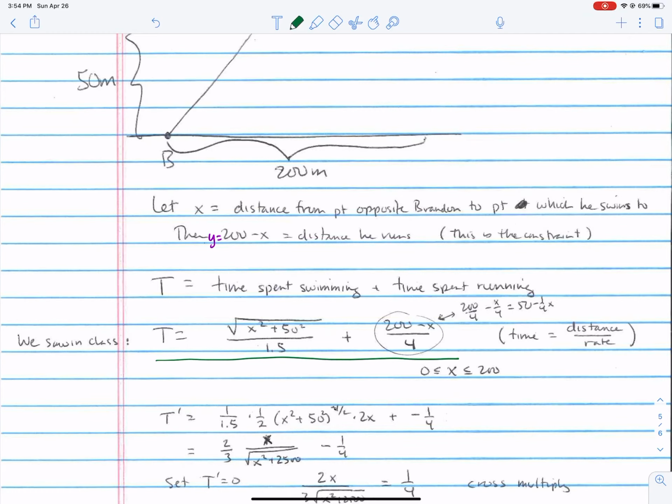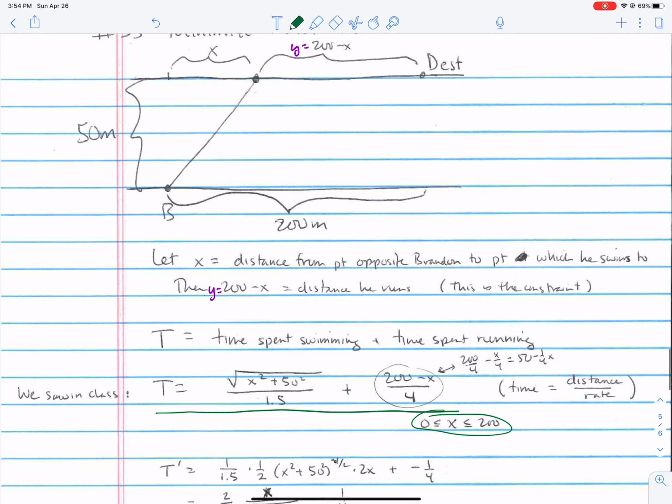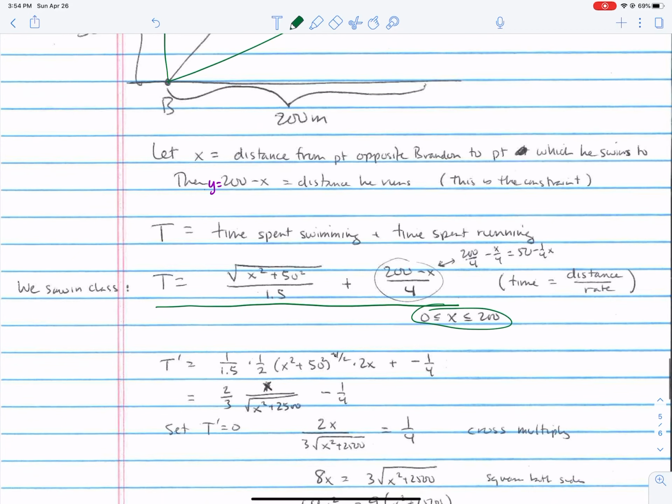And I didn't comment here yet about the domain, but I'm claiming that the domain is x between 0 and 200. We're going to assume that he doesn't swim backwards up the river. So x equals 0 would be if he swam directly across, and x equals 200 would be if he swam the whole way. So those are my two constraints: either go straight across or he swims the whole way. And we're looking to see if there's something in between which would make the total time minimized. So this is my domain.